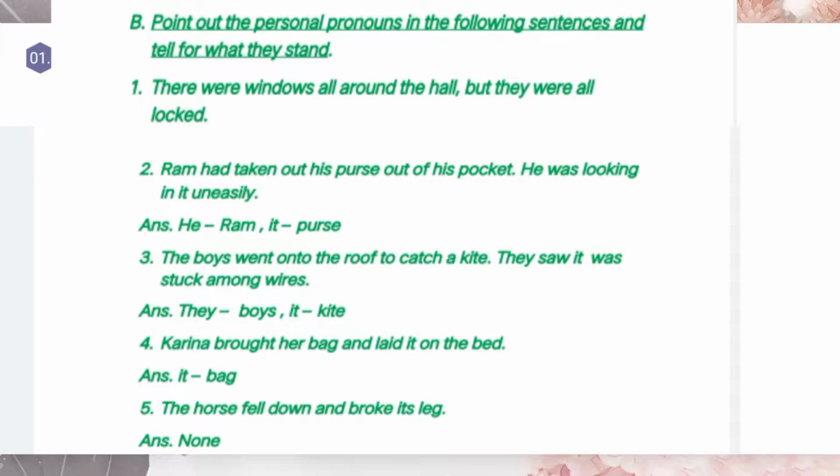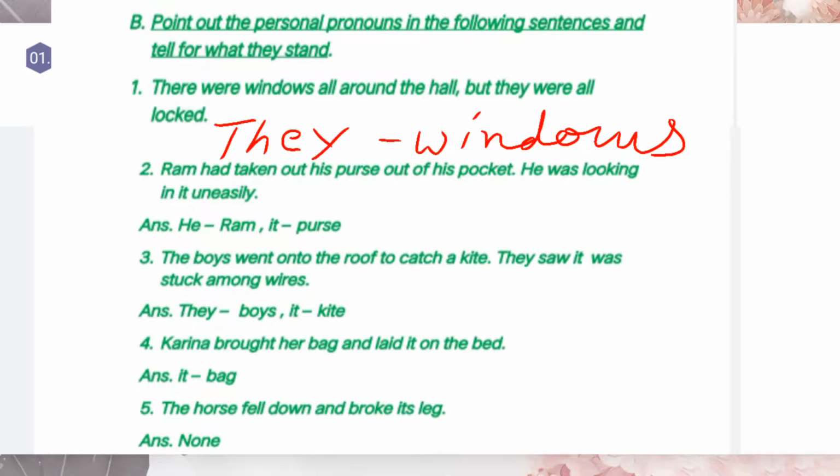Now see the first one. There are windows all around the hall, but they were all locked. Here, what is the personal pronoun? They. They is the personal pronoun here. So what you will do, you can underline it or you can write it in the blank which is given here. So they is personal pronoun and it stands for windows. Like this you have to do this exercise.